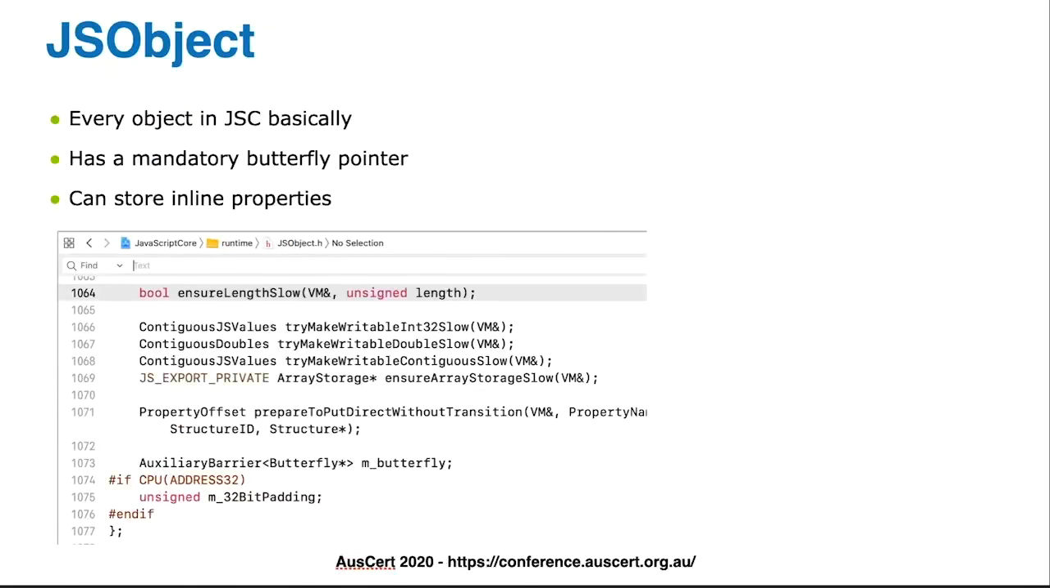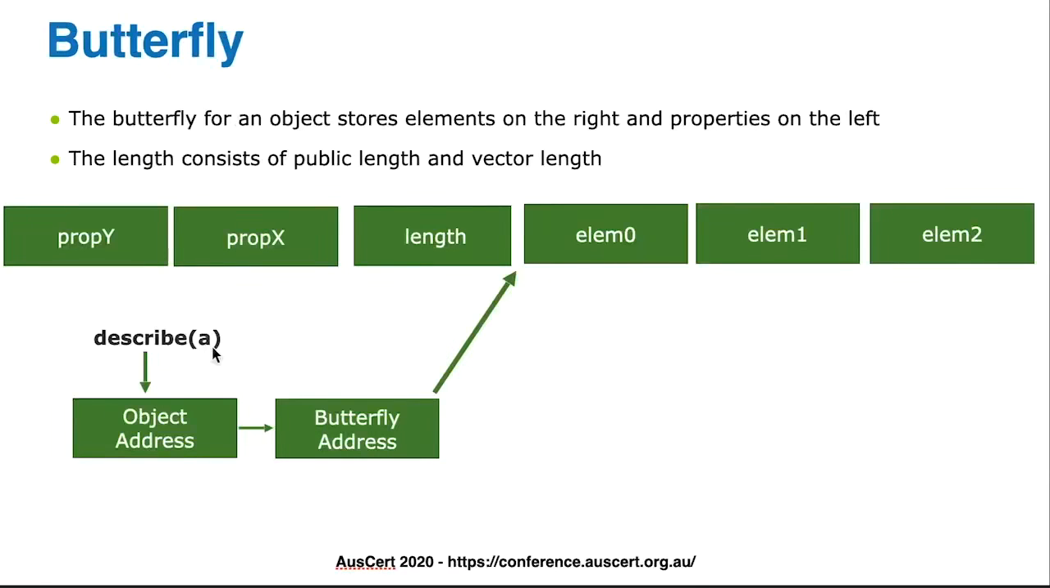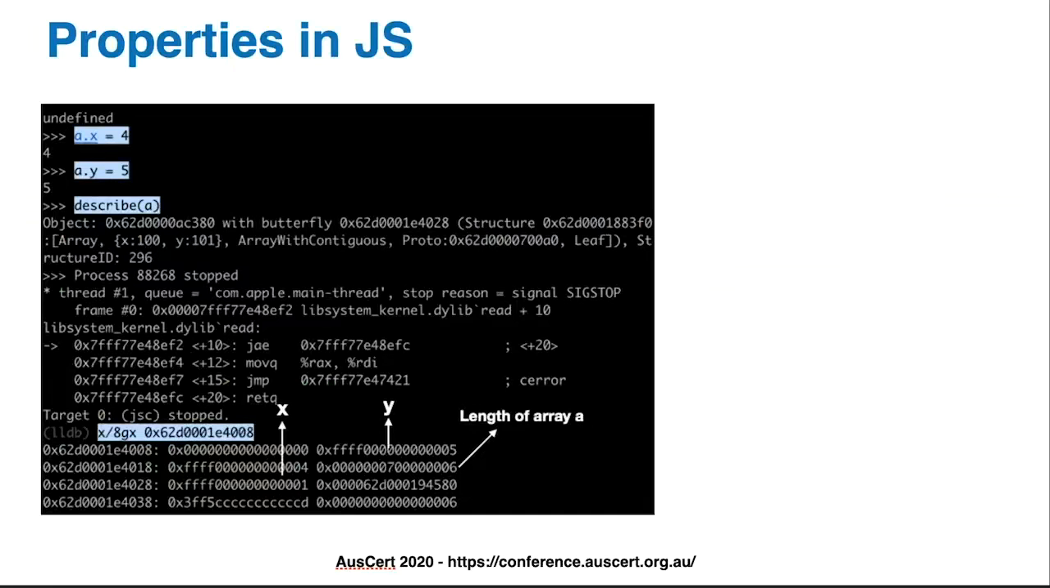Every object in JavaScript core is a JS object in a way. It has a mandatory butterfly pointer and can also store inline properties. So as we discussed before, we can use the describe function to find out the address of an object. Just next to it lies the butterfly address, which points to a memory region, and to the right of the memory region are the elements, and to the left are the properties. Just before the properties, you have something called the length, which stores the public and the vector length of the object. So you can try it out yourself.